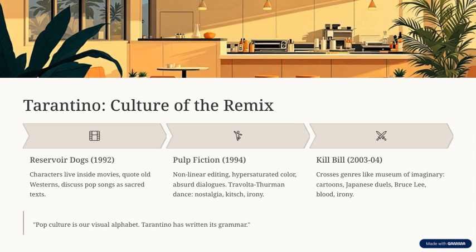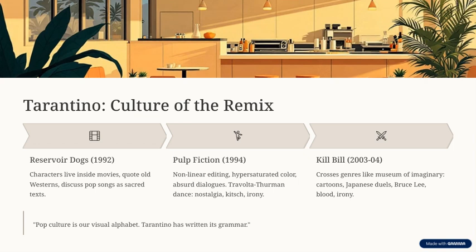Then, in Kill Bill from 2003-04, Tarantino crosses genres like a museum of the imaginary, combining cartoons, Japanese martial arts, Bruce Lee references, blood, and irony all in one film. What's clear is that Tarantino's work demonstrates that pop culture is our visual alphabet. It's how we communicate and understand the world visually.